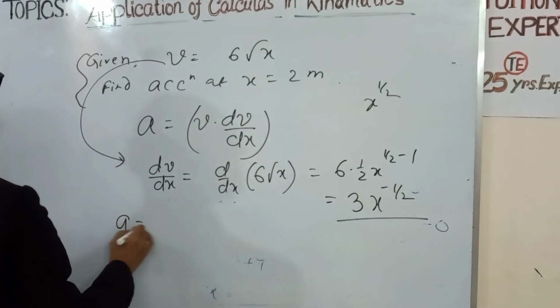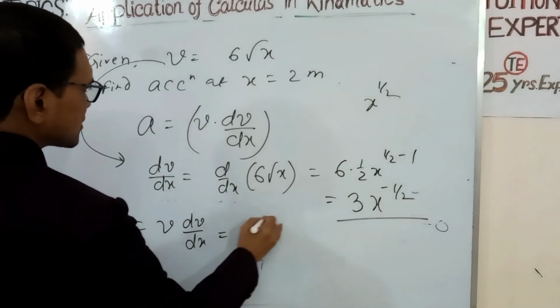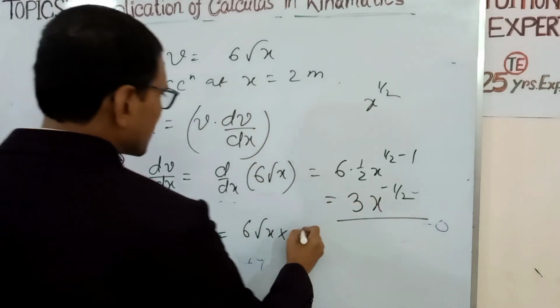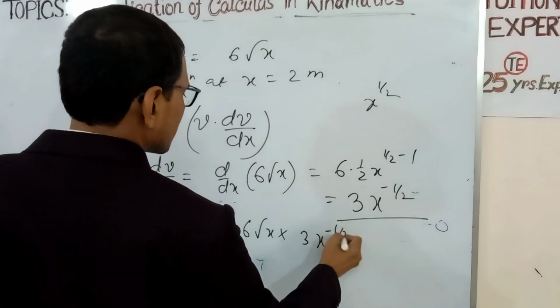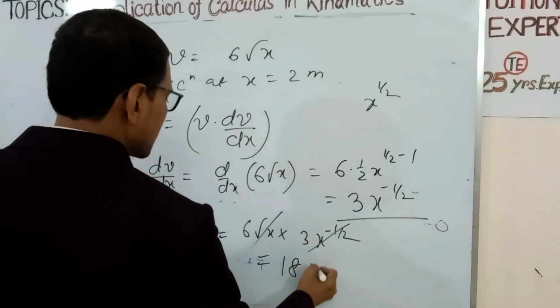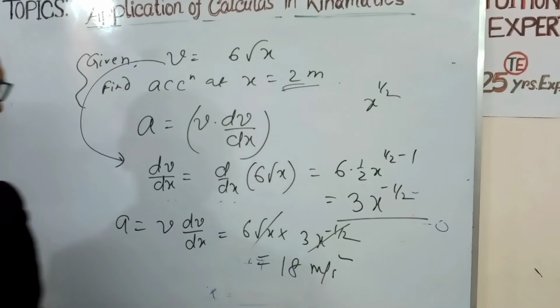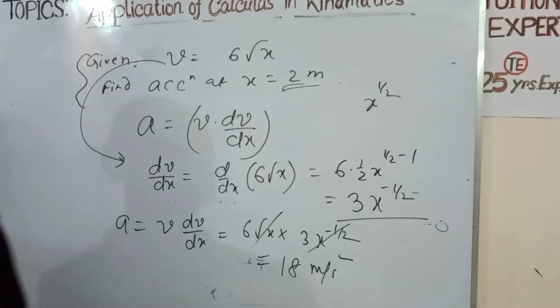Now acceleration equal to v dv by dx. So v equal to 6 root over x, into dv by dx equal to this. So this equal to 18. This and this cancel. So here x is not used. Acceleration is constant throughout the motion. So this is the answer.